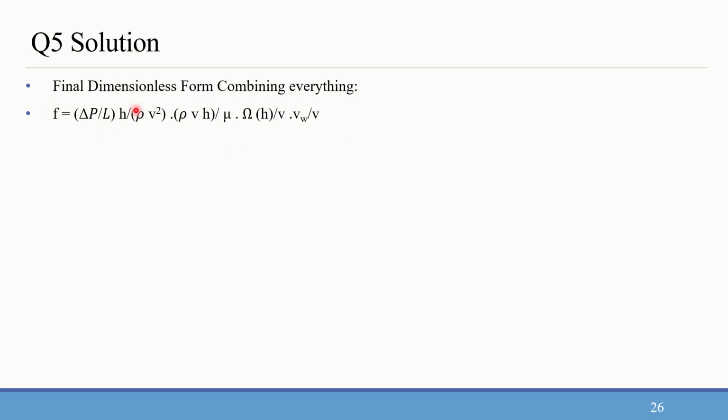So it is delta p by L, h by rho v square dot rho v h by mu dot sigma h by v into vw by v. So we can take it to the other side and then we will be having delta p by L h by rho v square equal to function of rho v h by mu, sigma h by v, vw by v, whatever things. But the general expression is this one. So that is how we write question 5.